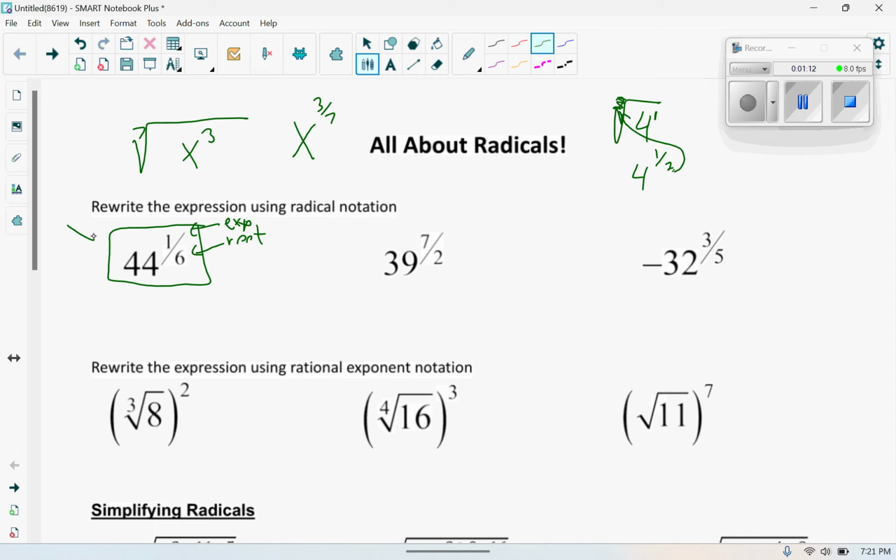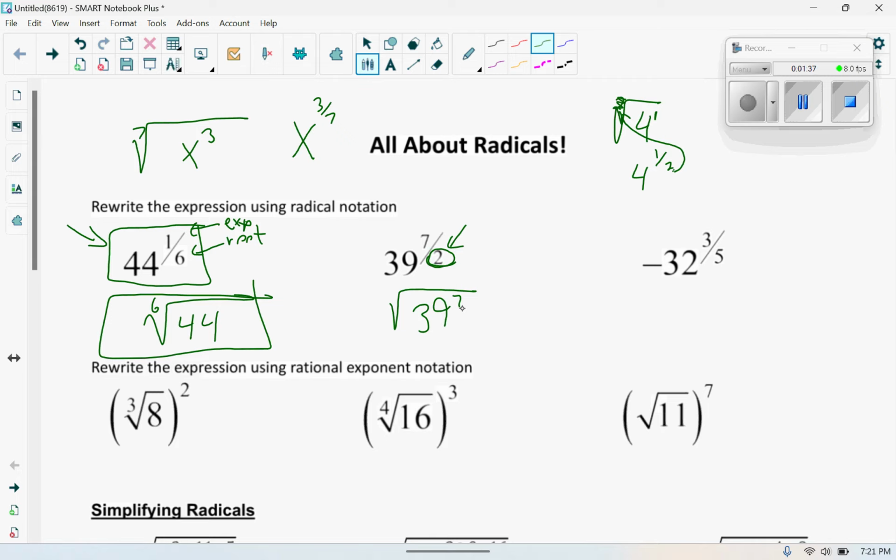So for this first one, rewrite using radical notation, I'm going to say the 6th root of 44 to the 1st power, but I don't really need the exponent. So I'm just going to call it the 6th root of 44. For 39, anytime you have a 2 in the bottom, we are not going to put that root there. We're just going to say 39 to the 7th power, like that. And sometimes you'll see the 7 as the exponent on the outside, like you do down here. Either one is fine. It does not matter.